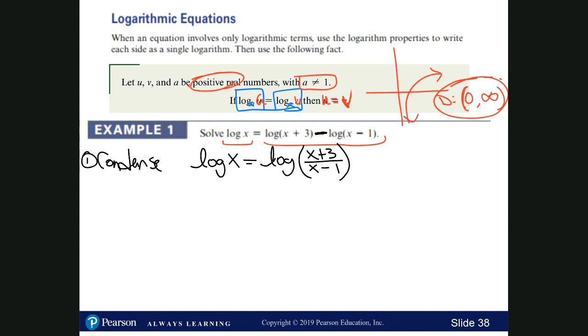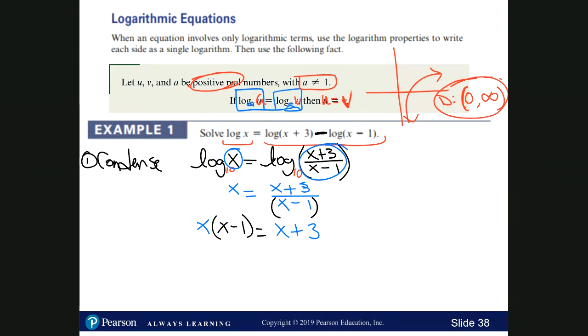Remember, if you don't have a base, you assume it is a 10, the common log. And now what I can say is that the arguments, which are x and x plus 3 divided by x minus 1, are equal to each other. So from here, we could say that x minus 1 is dividing x plus 3. And what I'm going to do is just take it across to the other side, and it will be doing the inverse operation. So that will be x minus 1 multiplying x. Here on my right side, I still have that expression, x plus 3.